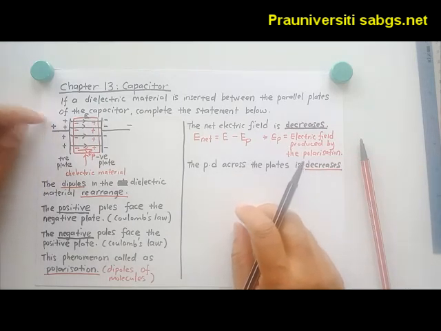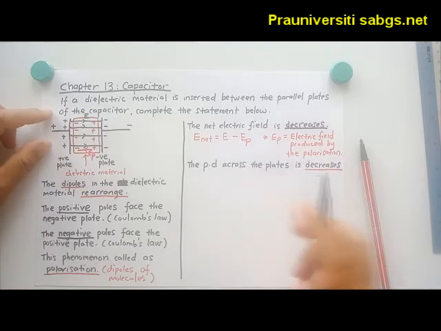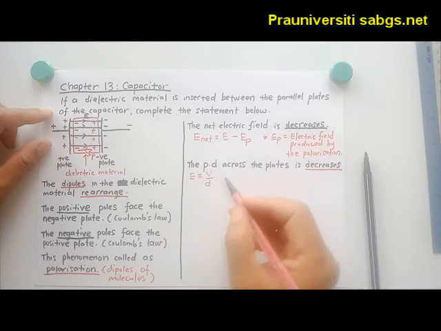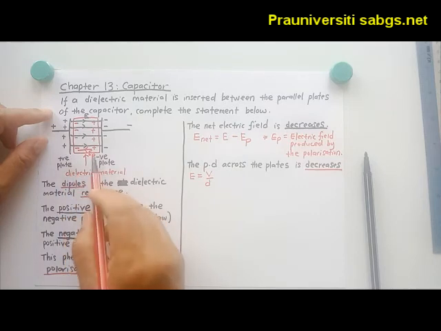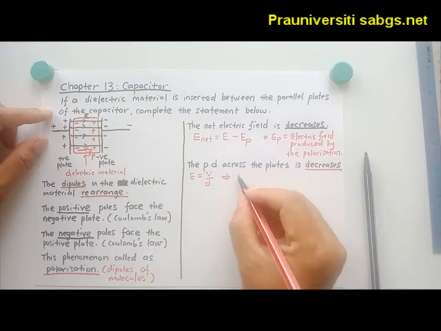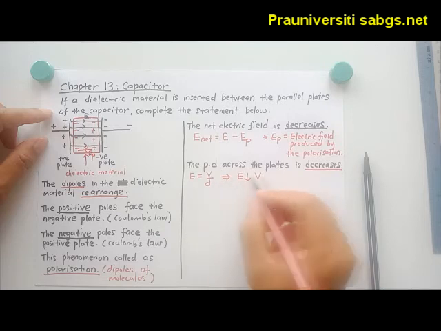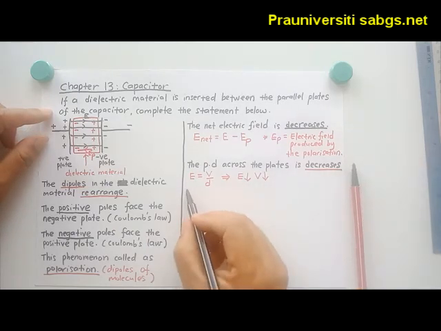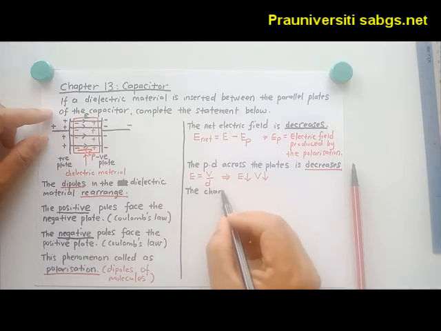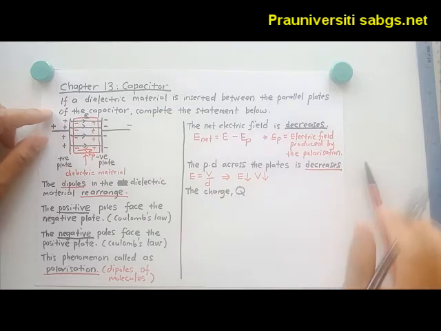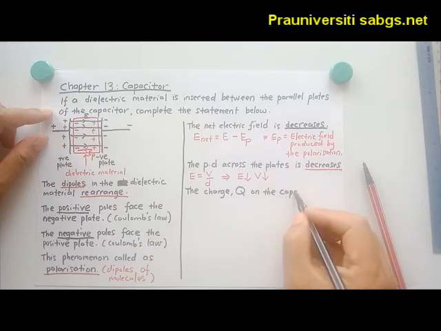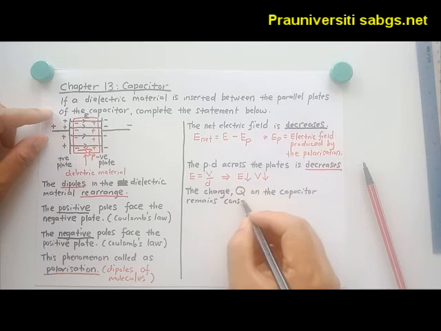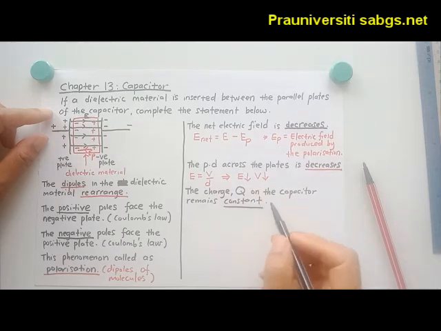So we continue. This can be explained from this equation: E is equal to V over D, where D is the distance between the plates. From here to here is D. From the equation, when E decreases, the equation shows the potential difference across the plate also decreases. Okay, so we continue. The charge stored by the capacitor remains constant.